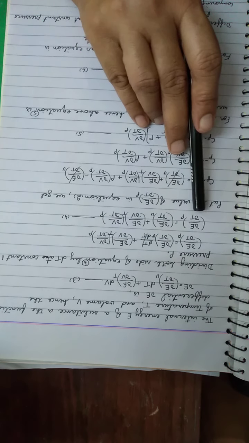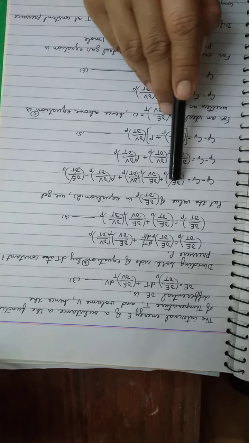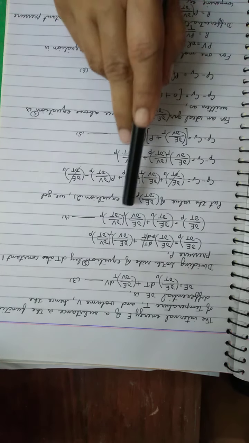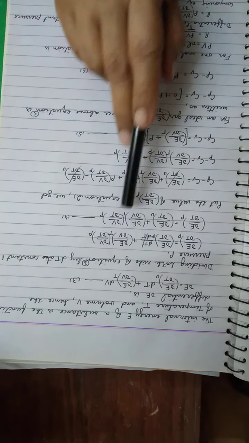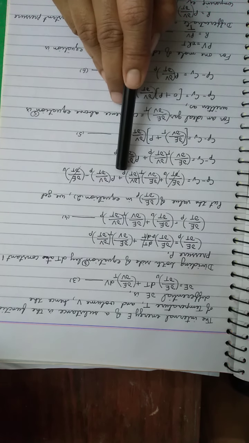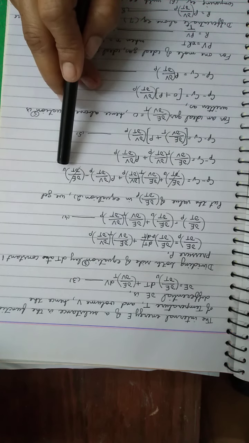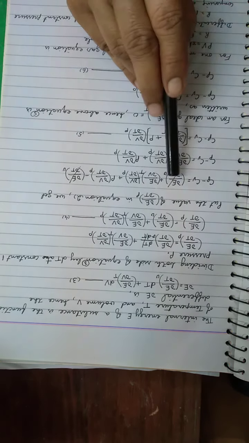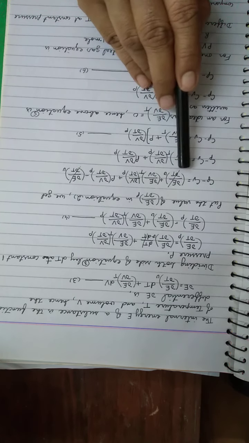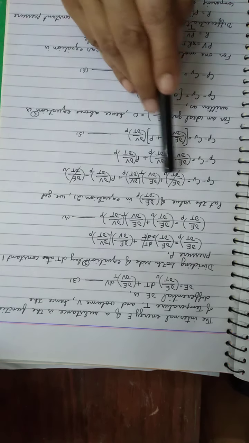Put the value of partial E by partial T at constant pressure in equation number 2. Cp minus Cv is equal to partial E by partial T at constant volume plus partial E by partial V at constant temperature, partial V by partial T at constant pressure, plus P into partial V by partial T at constant pressure, minus partial E by partial T at constant volume. Look at this: both are the same, partial E by partial T at constant volume, one with a minus sign, so they can be cancelled with one another.